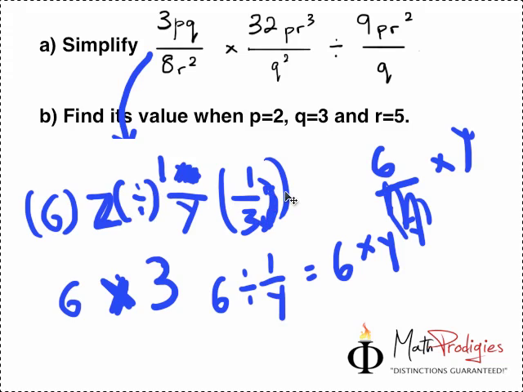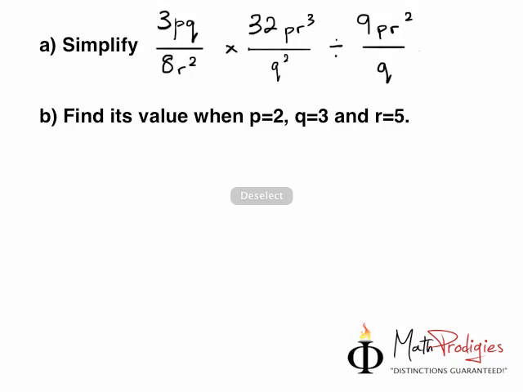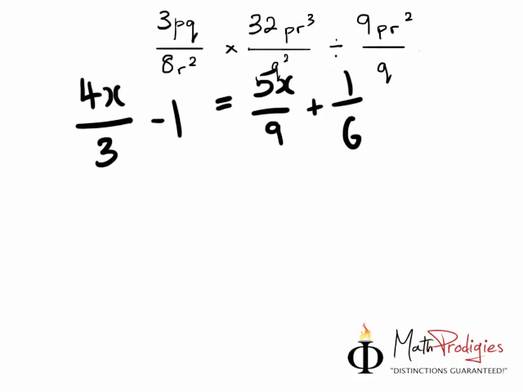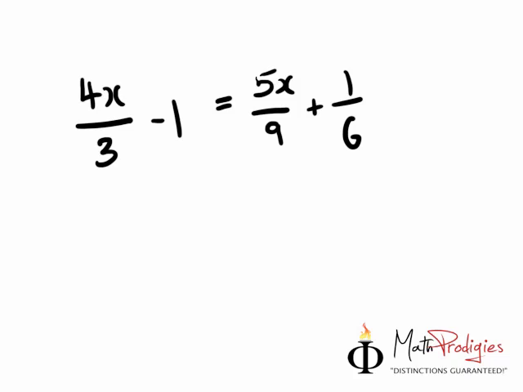With that in mind, let's move to the next question for the day. The question for the day is this. Solve 4x over 3 minus 1 equals 5x over 9 plus 1 over 6. Now, I hope I didn't confuse you. I probably did. But just remember, whenever you change the divide to a times, you just have to reverse the order of the numbers. I'll prove it to you in class sometime.